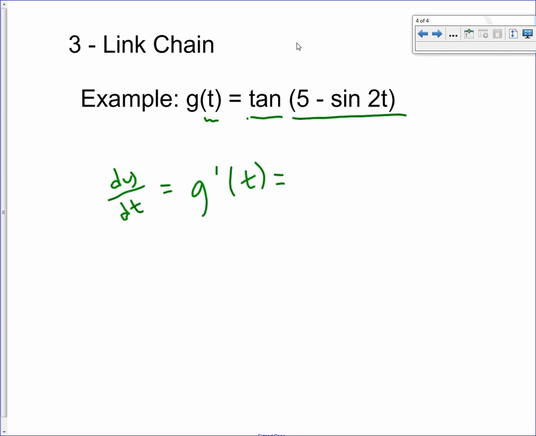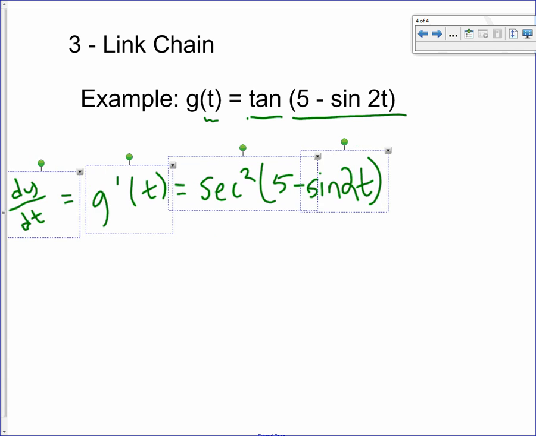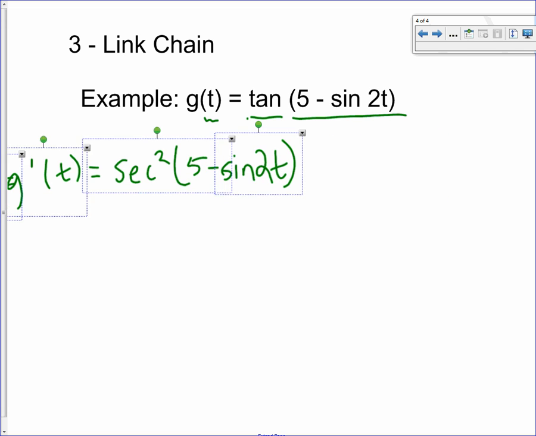So I'm going to start with the outside. The outside is tangent. The derivative of tangent is secant squared. And then I'm just going to copy the input. So 5 minus sine 2t. And then what the chain rule says, take this, and I'm just going to move it because I need more room. Take this and multiply it by the derivative of the inside function.